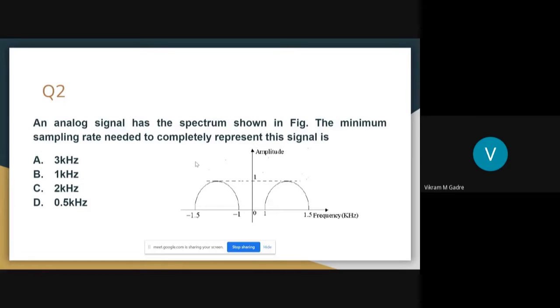Because you must give that hint in the question. Otherwise, the student would not understand that you're allowing him to use a band pass filter. So they may even give the answer as 3 kilohertz, which is not really wrong if you're using a low pass filter.